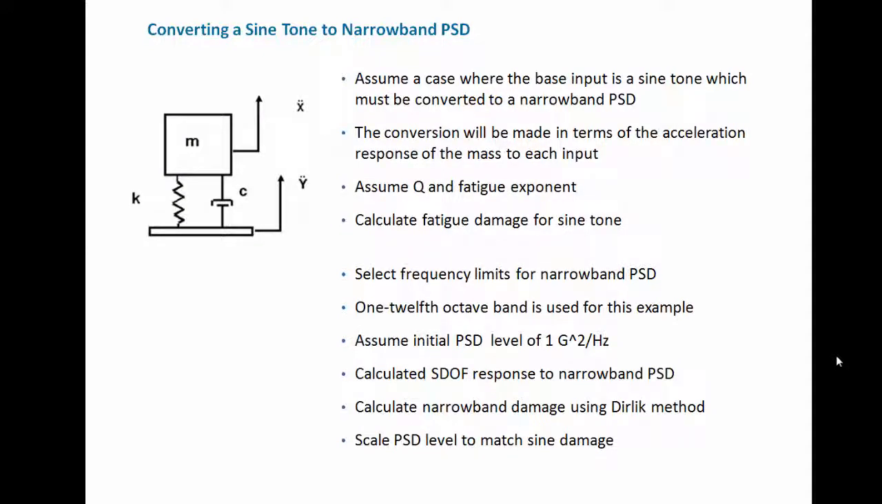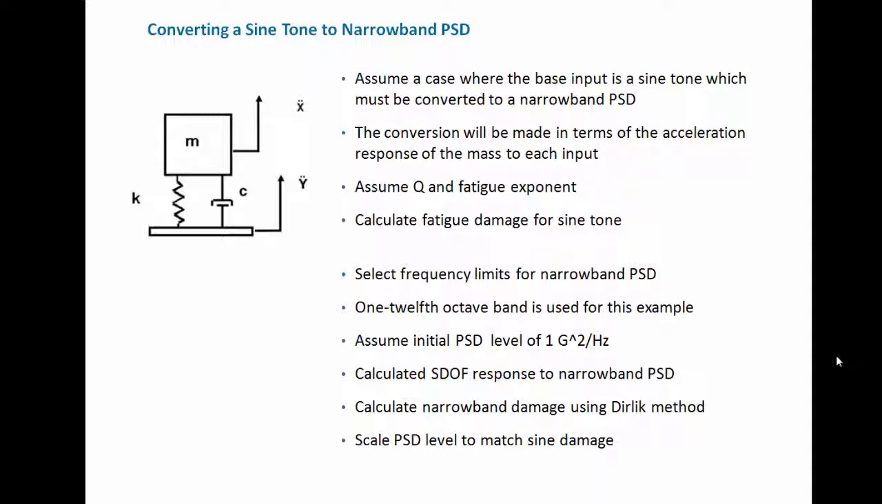We're going to convert a sine tone to a narrowband PSD. Well, why would you ever want to do that? Well, you could have a sinusoidal test spec, and for whatever reasons, you prefer to test your item on the shaker table using a narrowband random PSD. Maybe it's easier to control or whatever.